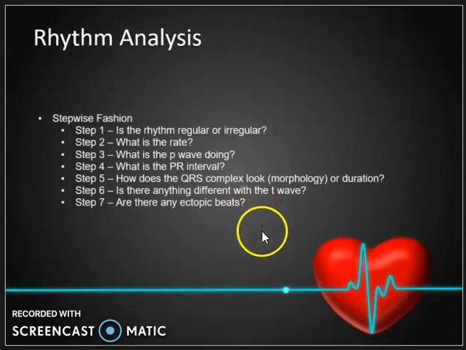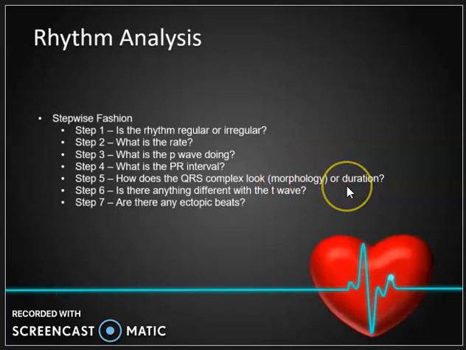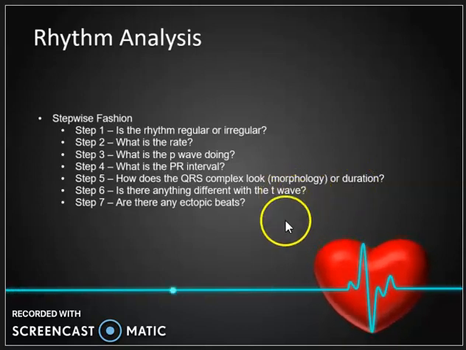Alright, so we're going to go over 7 steps. First, is the rhythm regular or irregular? Then, what is the rate? Then, what is the P wave doing? And then, what is the PR interval? And then, how does the QRS complex look? What is the morphology or the duration? And is there anything different with the T wave? And are there any ectopic beats? So if you take these 7 steps and apply them to each rhythm, it's really going to help you in your rhythm analysis.